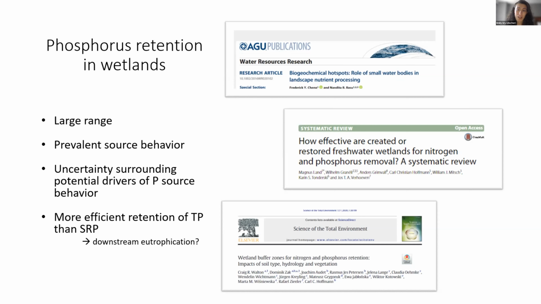So there's a lot of uncertainty surrounding what drives that source behavior and what drives wetlands to be poor performers at retaining phosphorus. And there's a lot of uncertainty surrounding the different phosphorus speciation. I'll be referring to total phosphorus in the rest of the talk as TP and soluble reactive phosphorus as SRP. And that's the fraction of phosphorus that is more readily bioavailable and more directly contributes to those algal blooms and water quality problems. So that's really the one that we're concerned about when it comes to wetland retention.